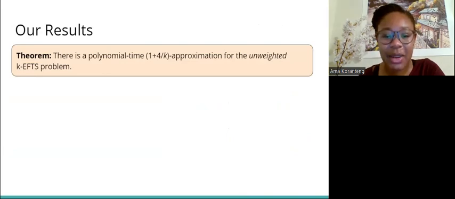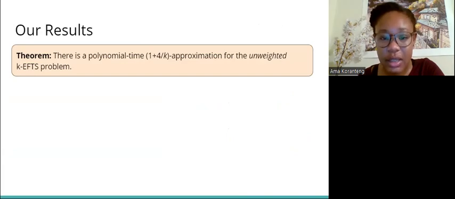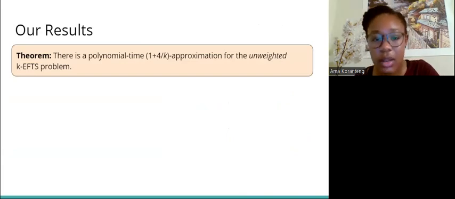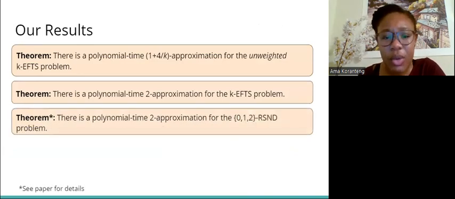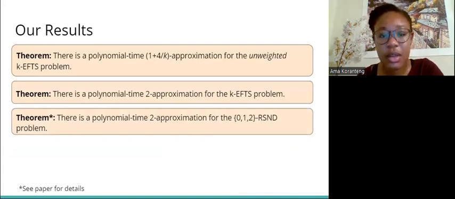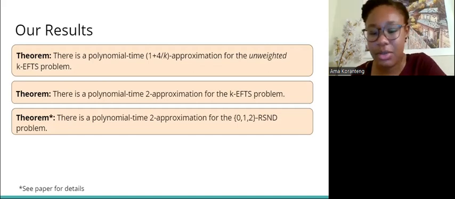We give a 1 plus 4 over k approximation for unweighted KEFTS. So that's when all of the weights are 1. We give a 2 approximation for general KEFTS, so for any weights. We also have a 2 approximation for the 0, 1, 2 RSND problem. So this is a special case of RSND when all of the pairwise demands are at most 2. So basically they're either 0, 1, or 2. Feel free to check our paper for details. I won't go over this result in our talk.